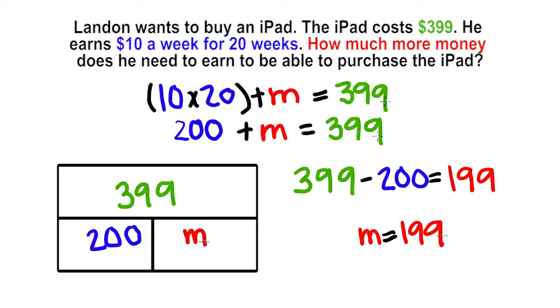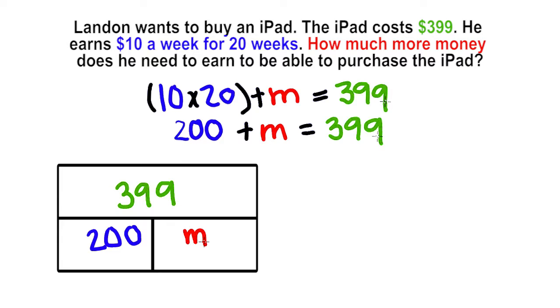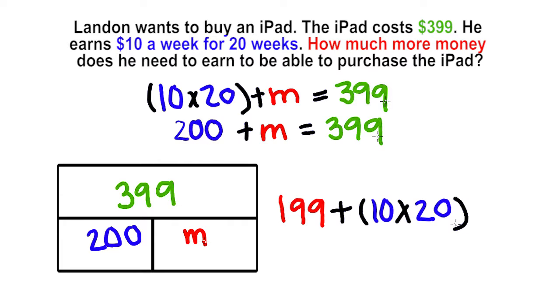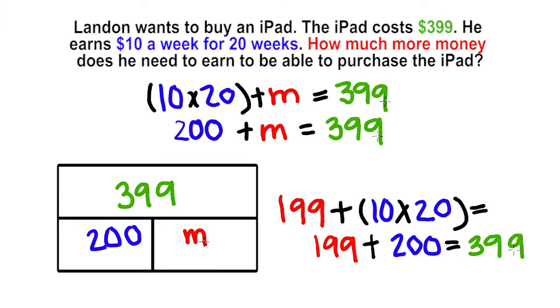I can work backwards to check my work to make sure my answer is reasonable. 199 plus 10 times 20, representing the $10 Landon earned for 20 weeks. And we will see if this totals our end amount for an iPad. 10 times 20 is 200. We need to add the $199. 199 plus 200 equals $399. This justifies my answer of Landon needing to earn $199 more dollars.